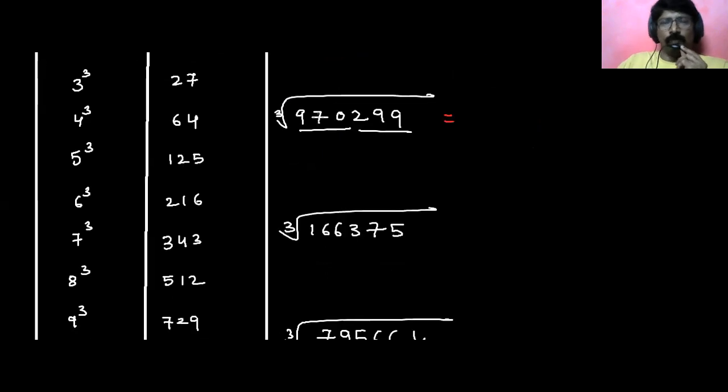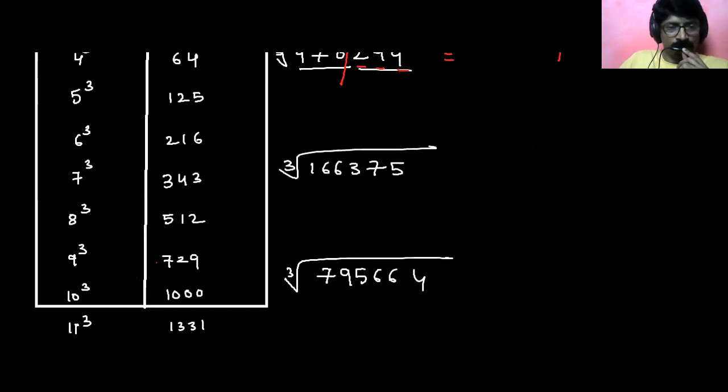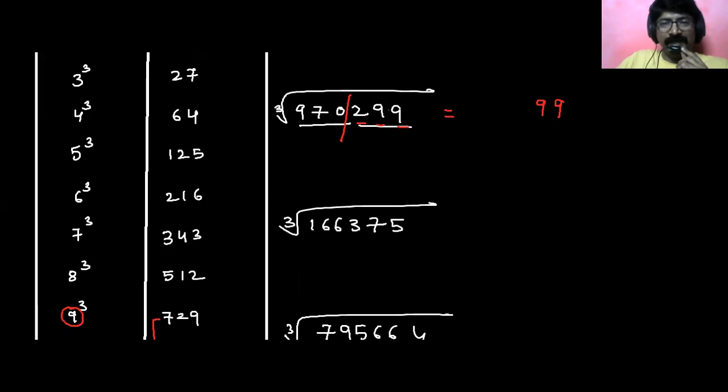What will happen with this? If its ending digit is 9, I'll write 9 over here. So these 3 digits got cancelled. Now this 970 is very close to these two numbers, 729 and 1000. So I'll take the lower number, that is 9, and write 9 over here. So this is 99's cube. Or you can say the cube root of 970299 is just 99. I hope you understood that.